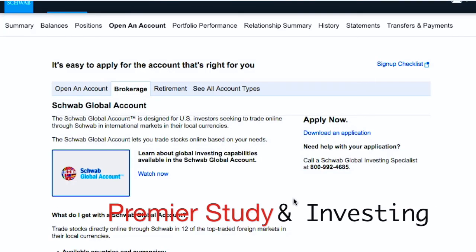I sent in the paperwork. You print a form and you basically send it in. It's easy if you already have a Schwab account. You just need to send in a little bit of extra paperwork. If you don't, check out the referral link below.